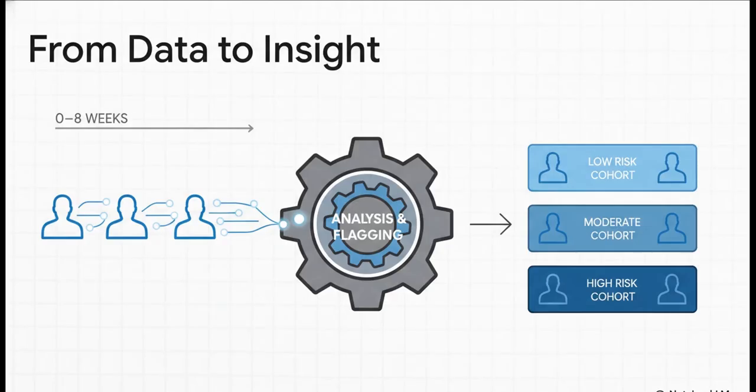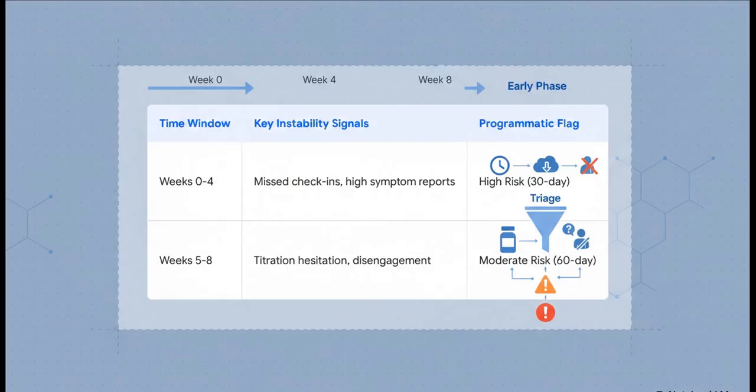So the system is constantly watching engagement during that critical 8-week window. It's on the lookout for early warning signs of instability, like a missed check-in, or maybe some hesitation around a dose increase. It then automatically flags these patients and groups them into risk cohorts. And this gives you this incredible high-level view of who might be struggling and where you can make your program even better.